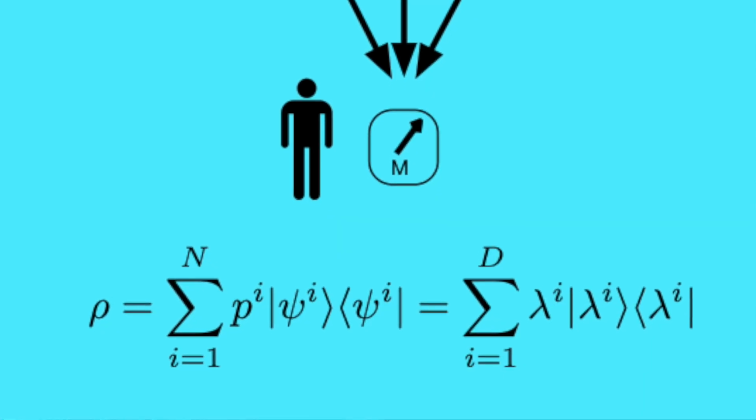Now, if Alice were to call Bob before he makes each of his measurements and tell him, hey, I sent this one this time, this one this time, this one that time, then he'd be back in the pure state situation. Okay, I see. So they're both quantum states, but a mixed state adds a layer of classical uncertainty to it. Exactly.